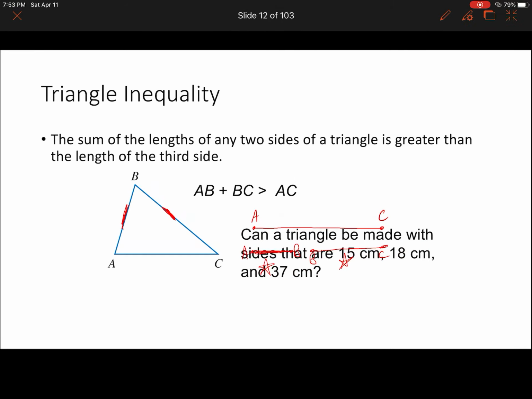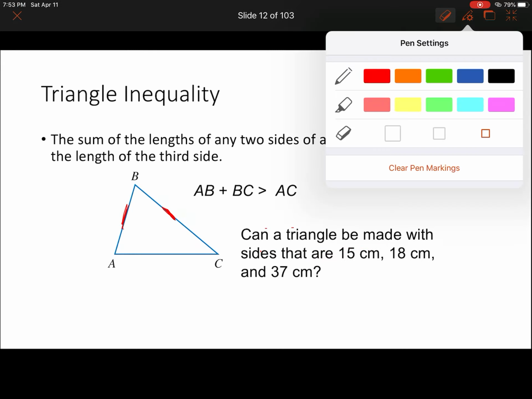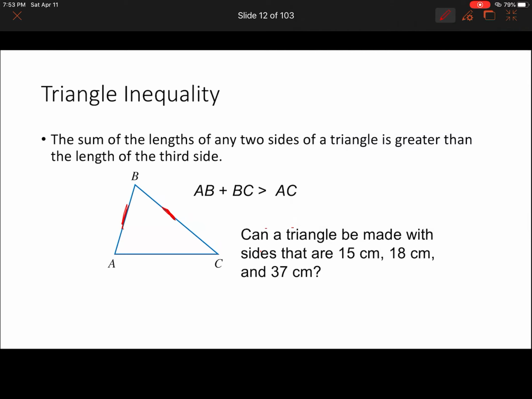So let me erase this so you can see the question here. The question says, can a triangle be made with sides of 15, 18, and 37? All right, so again, our two smallest, according to this inequality, have to add to be bigger than the third side. Well, 15 plus 18 is going to be 33. And 33 is not bigger than 37. And so the answer then has to be no.